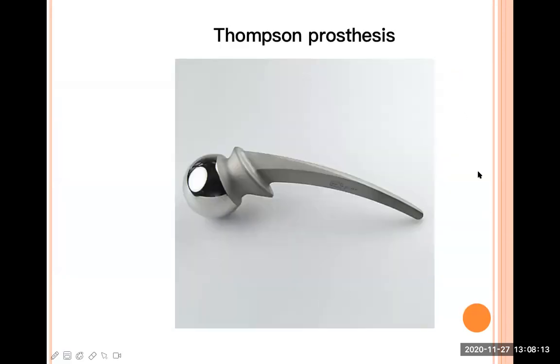This is the Thompson prosthesis. There is a slight difference between Austin-Moore and the Thompson. Nobody is going to ask you what those differences are, because you are right now studying MBBS. This type of question should be asked to those residents who are doing masters in orthopedics. You just know the names of those prostheses, and that is also the maximum knowledge for you. If you know the meaning of hemiarthroplasty and total hip arthroplasty, you are done here.